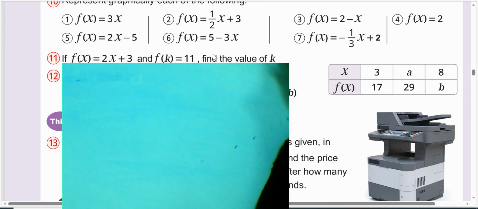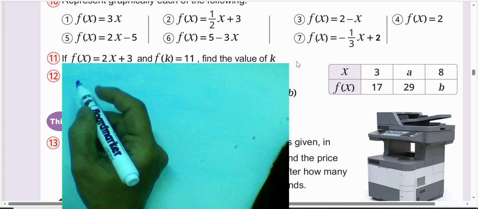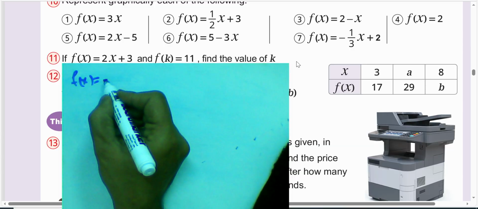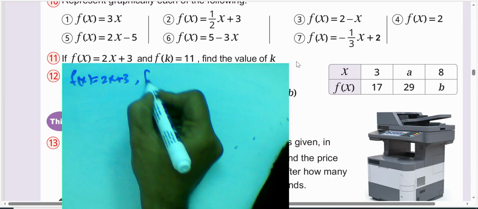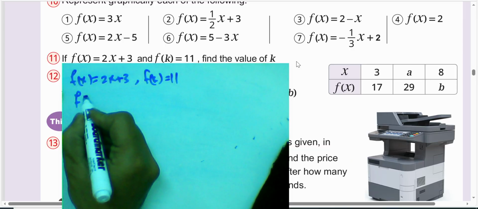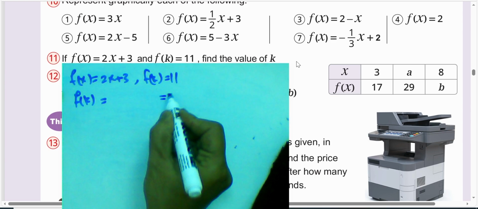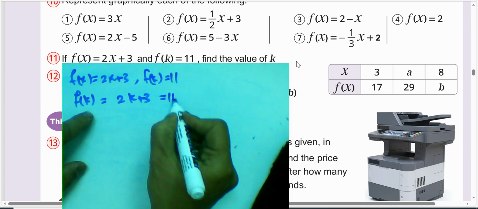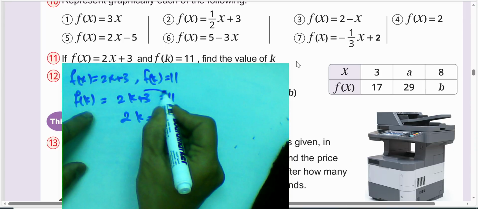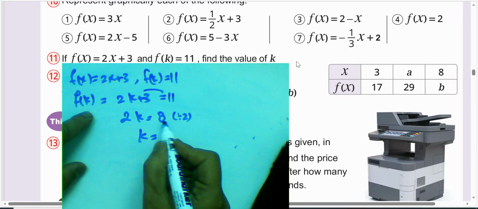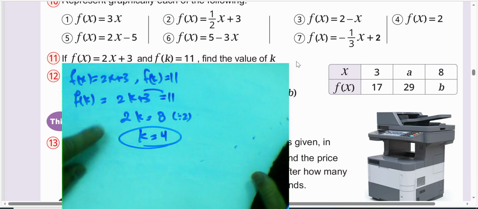Number 11. Find the value of k if f of x was equal to 2x plus 3 and f of k was 11. Put here f of k, the result will be equal to 11. Put the value of x equal k. Then we have 2k plus 3. Then 2k equals 11 minus 3 equals 8. Then divided by 2. The value of k equals 8 divided by 2 equals 4. The value of k will be 4.